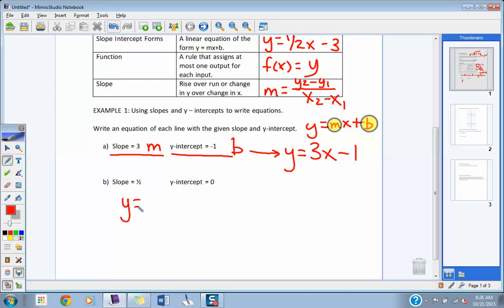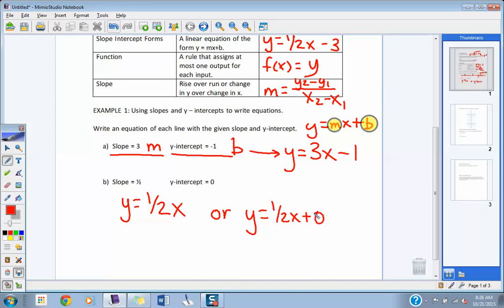Y equals 1/2 x, you say? Do I need to put plus 0 on the end? No. Could I put plus 0 on the end? Yes. Okay. I could. And maybe I should write it this way. Or I could say, you know what, we could write it as y equals 1/2 x plus 0.